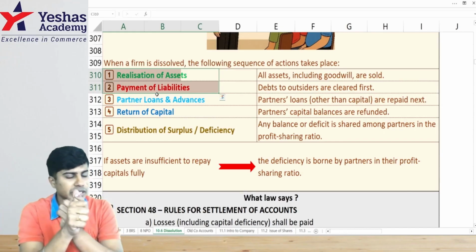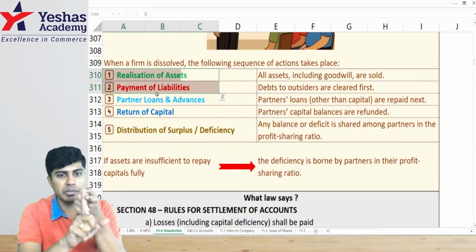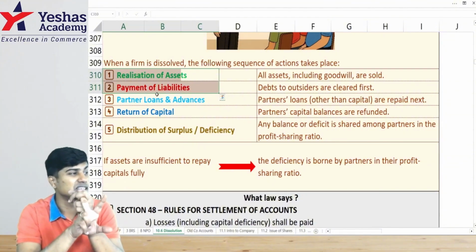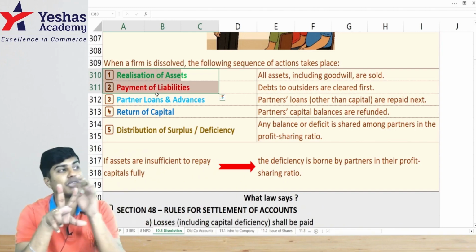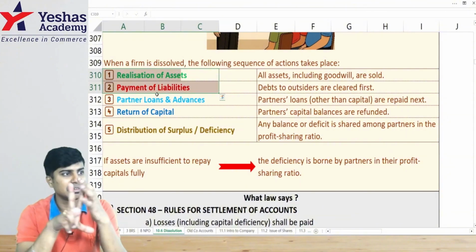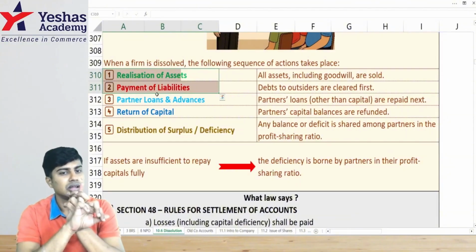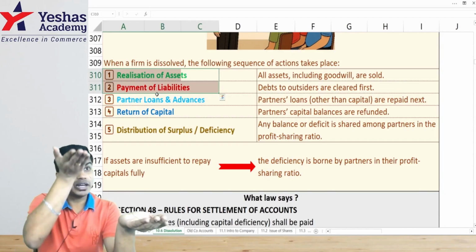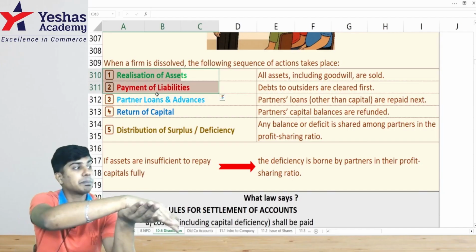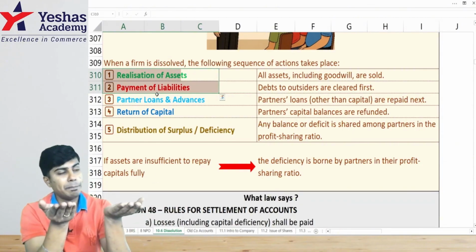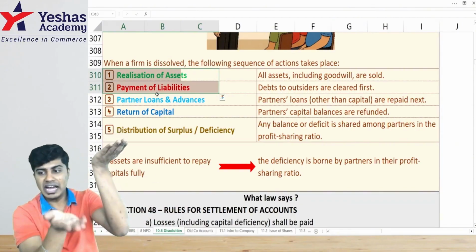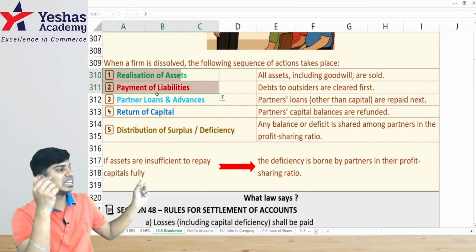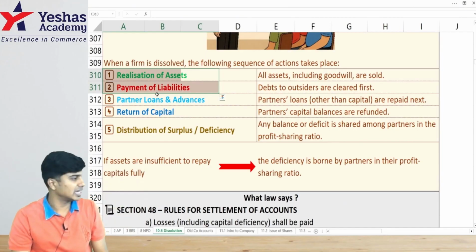So step 1, realization of assets. Step 2, payment of liabilities. Step 3, payment of partners' loans and advances, what the partner has paid to the firm over and above his or her capital. After that, the leftover money will be used to pay capital. If money payable towards capital is less and money available is more, we pay the extra, surplus or profit. If the money payable towards capital is more and money available is less, we will pay lesser money. That is deficiency or loss in realization.